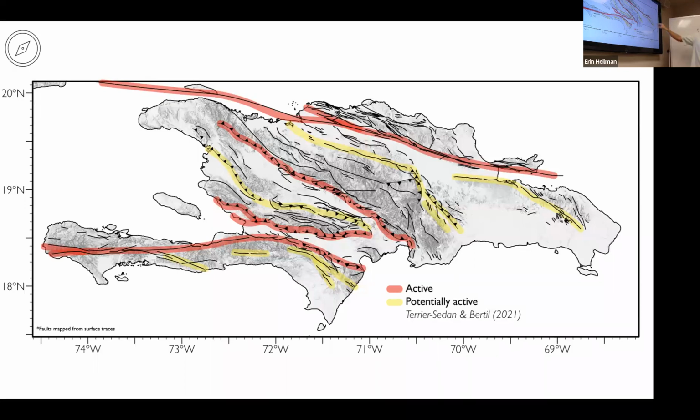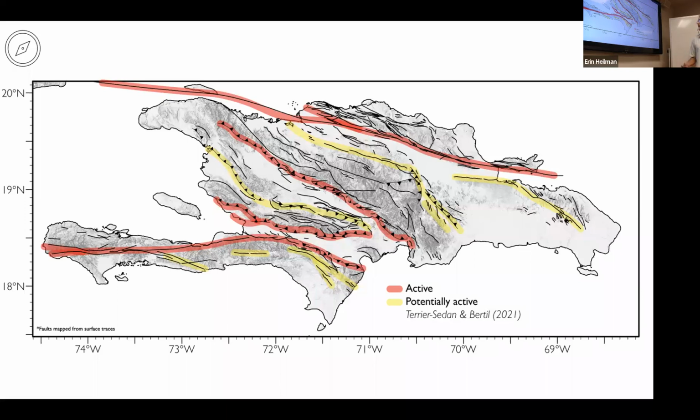So red here is showing the active faults. These are very clearly active. You have earthquakes within our lifetimes occurring on these faults. And then the potentially active faults are faults that might have scarps that are apparent in the topography.